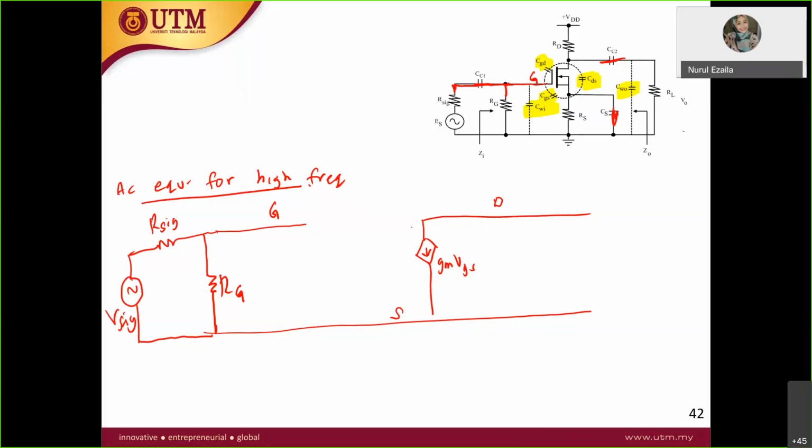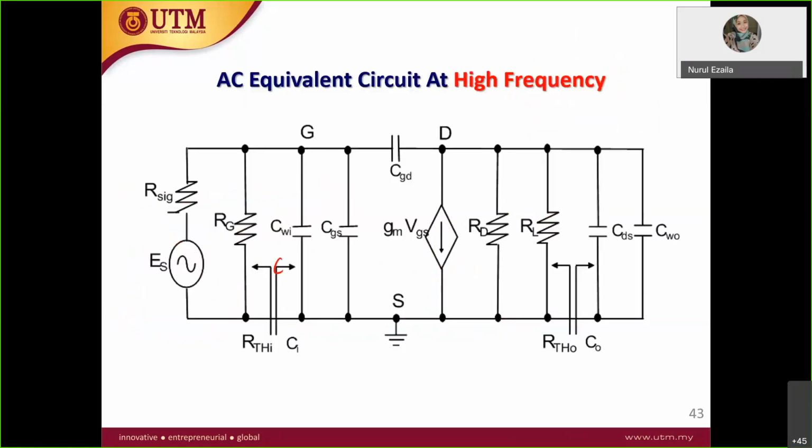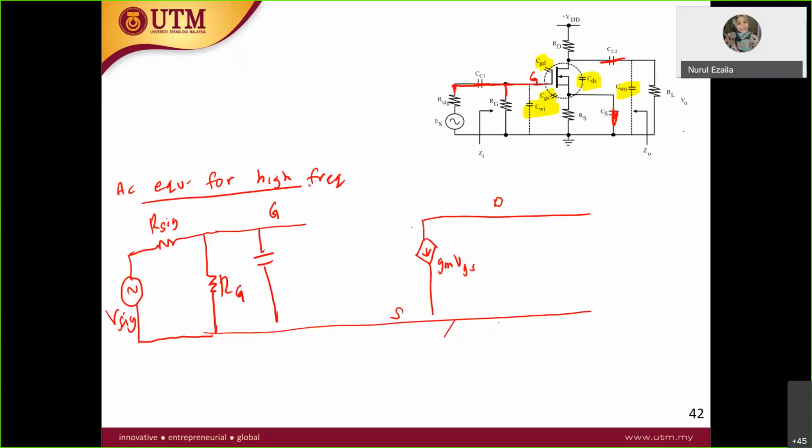At the input, you have your capacitor in here. What is the capacitor you have over here? At the input, not to forget, you have CW in. Okay, CW in, total at the input. And then what you have from gate to source, you also have CGS. Okay, that's it.